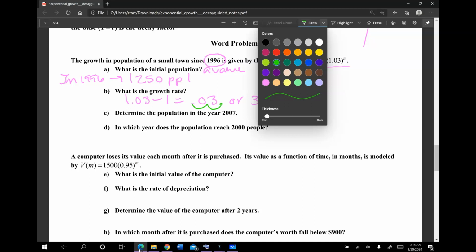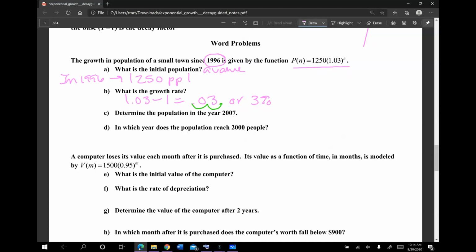Okay? Next, determine the population in 2007. Well, if I want to know the population in 2007, I started in 1996. How many years have passed to 2007? Okay, how many years has it been since 1996?